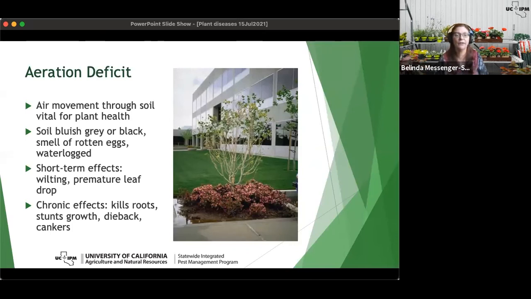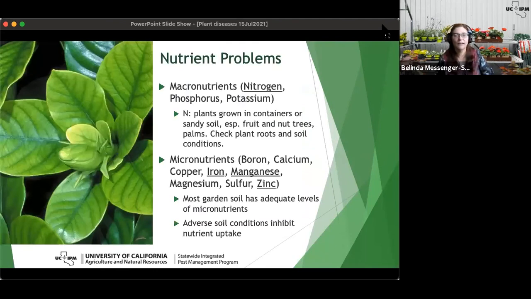At first, the symptoms may look like the plant isn't getting enough water. The plant wilts and drops leaves. If the aeration deficit continues, the roots will die and the plant growth will be stunted. And at that point, plant diseases can move in. The photo shows a tree suffering from aeration deficiency caused by waterlogged soil. The canopy is sparse from leaves dropping prematurely, and the remaining leaves are starting to turn yellow. Next slide.